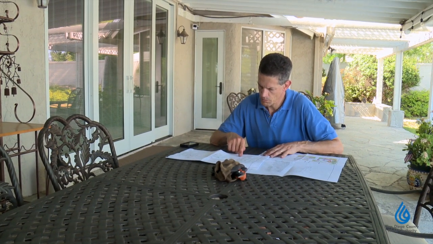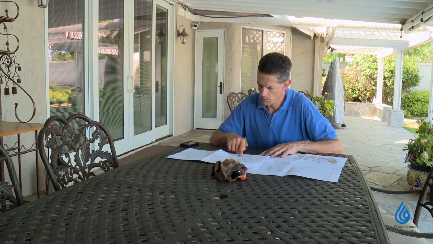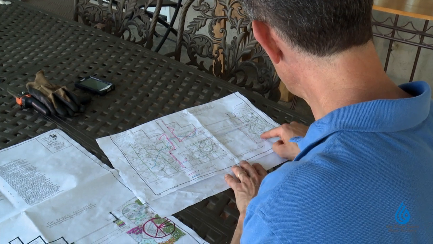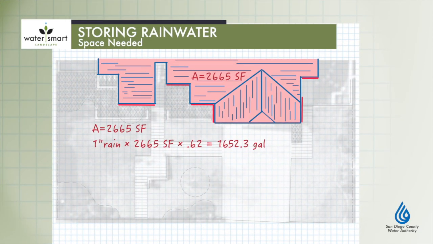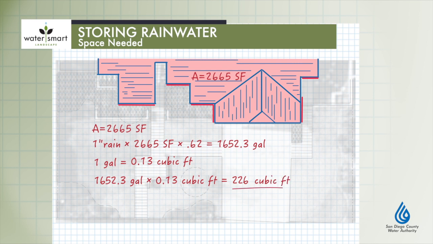Now that you've figured out how many gallons of water you can capture, let's figure out how much space you'll need to store it. First, let's convert the number of gallons into cubic feet. 1 gallon equals 0.13 cubic feet. So 1,652.3 gallons times 0.13 cubic feet equals about 226 cubic feet of water to store.